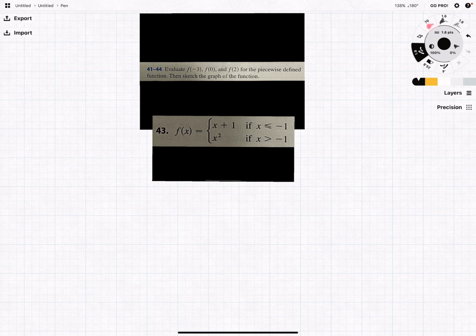So with a piecewise function, as we just read, it's pretty much a condition where if your input x is within some set domain, then you're going to use a different rule, a different function. So if our x is greater than negative 1, we're going to use x squared. If our x, the input value, is less than or equal to negative 1, we're going to use this one here, x plus 1.